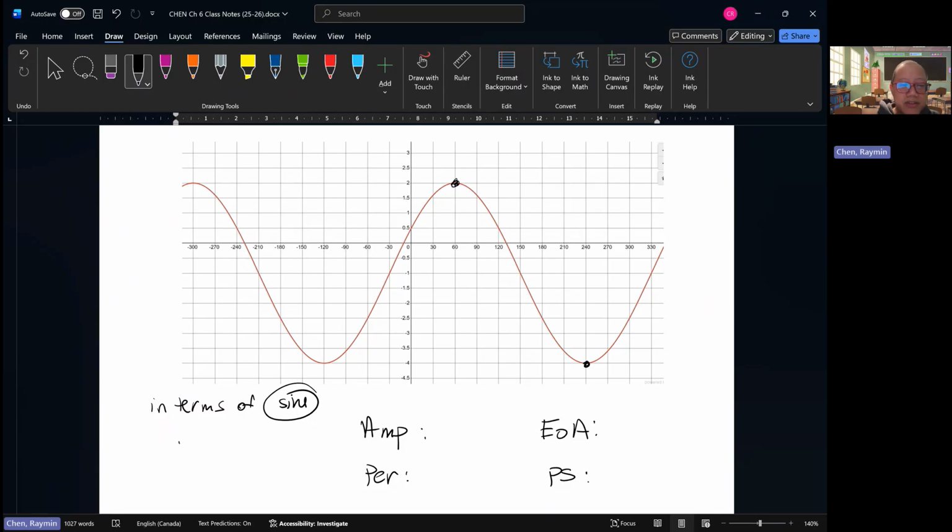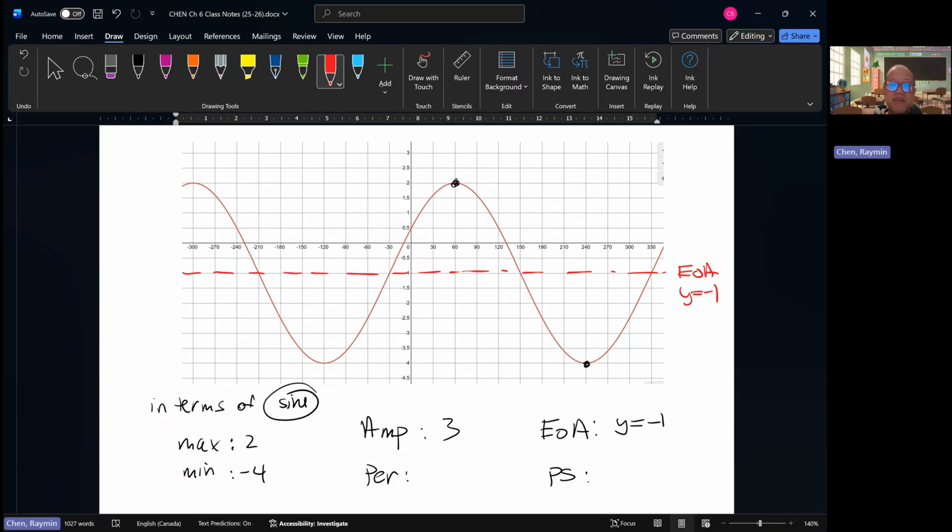First of all, the maximum happens to be at 2. The minimum seems to be at -4. And again, you can use the formulas that we have, but I think a lot of you can tell that the amplitude is going to be 3 units. The equation of the axis, if we do 2 plus -4, divide that by 2, I think that is... 2 plus -4 is -2. -2 divided by 2 is -1. So y equals -1. And let's emphasize this right now with the red line. So at -1, that is the equation of the EOA.